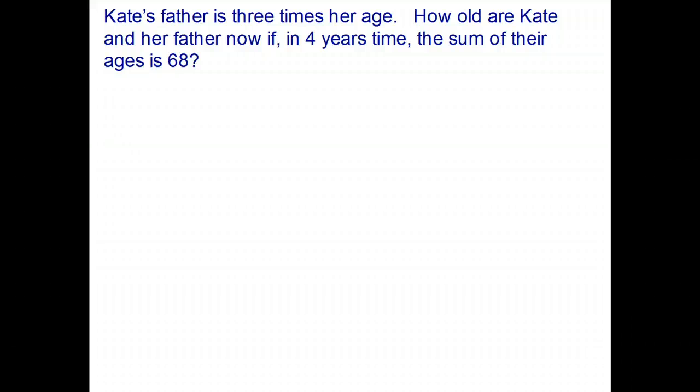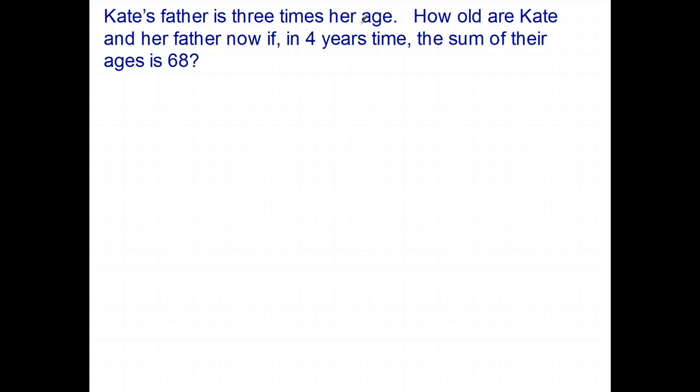Okay, Kate's father is 3 times her age. How old are Kate and her father now if in 4 years' time the sum of their ages is 68? So once again, the variable has to be the youngest person. We want to basically avoid fractions if possible. It's easier to work with additions than subtractions.